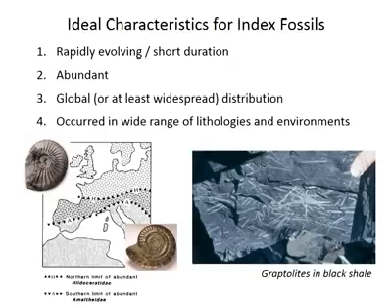So what makes a species a good index fossil? Well, first, it should belong to a group that evolves rapidly so that the species have shorter durations. Shorter durations permit subdivision of geological time into shorter intervals, which is better for high-precision correlation. Second, index fossils should be abundant.